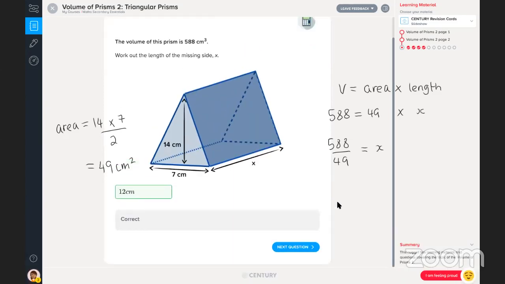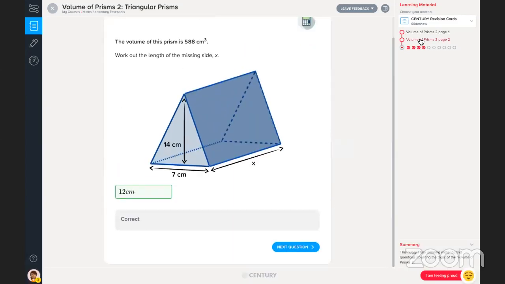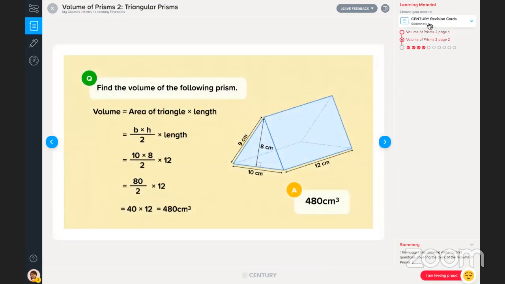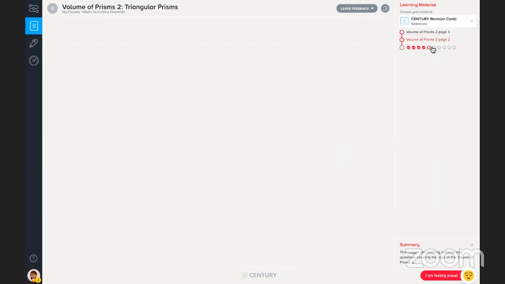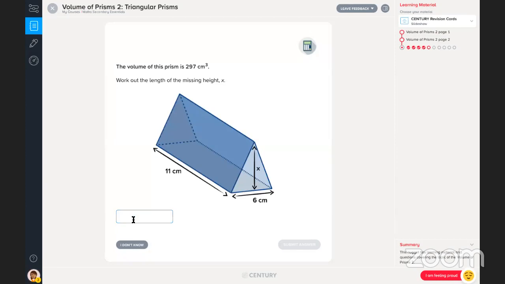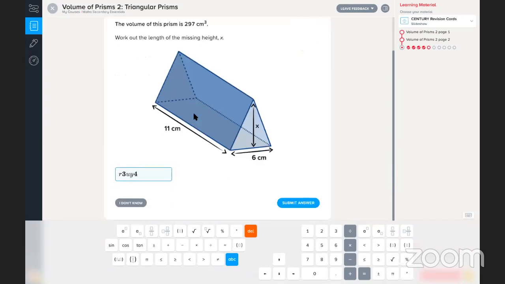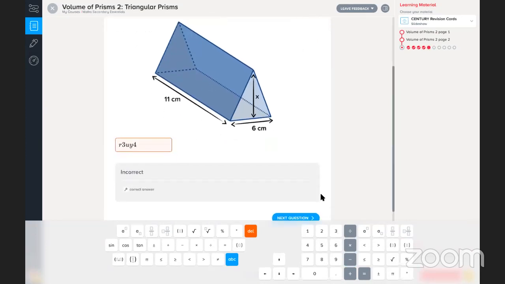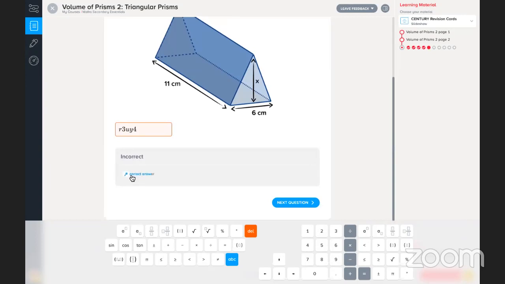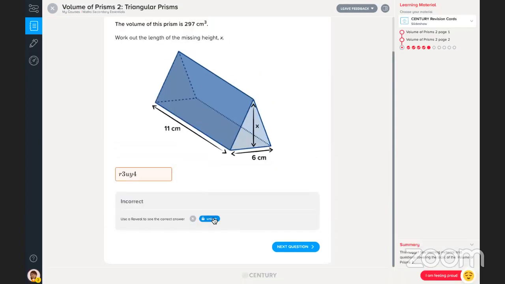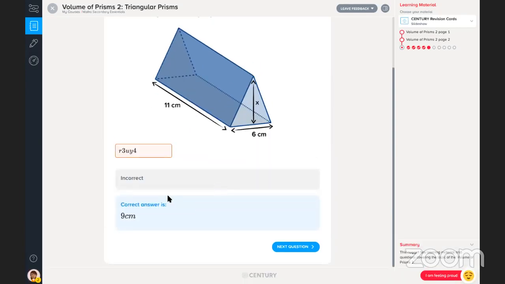Now, if I was stuck at any point here, I could always go back through the learning material and look things up. I could watch the video again and come back to the questions when I'm ready. If I do that and I still get an answer wrong, let's type in something that's definitely going to be wrong. I have the option of revealing a couple of correct answers each day. That's just something that might help me if I'm really struggling. Okay, so I can see what the correct answer should have been for this question, and that should help me.